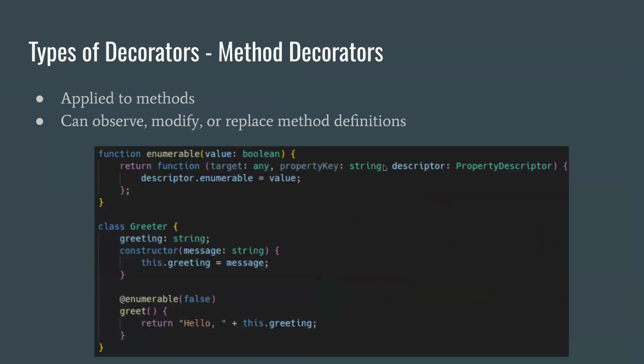And here is an example of a method decorator. We have a Greeter class, and we have an enumerable decorator, which accepts a Boolean value. And upon accepting the Boolean value, we would have a returned function that would receive target, property key, descriptor, and then set descriptor.enumerable to value. So we are applying this to this greet method declaration.